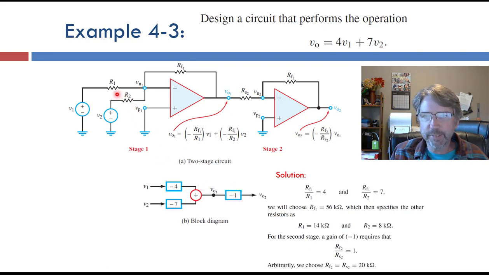To pick the resistors, we can choose things. We know the ratios here, so we can pick one normally to be whatever we want and then solve for the others. So that's what's done here. There's often some arbitrary choices to make in terms of the scaling. If we have the ratio here, RF1 could be 4 and R1 could be 1, or 4,000 and 1,000, or 4 million and 1 million.